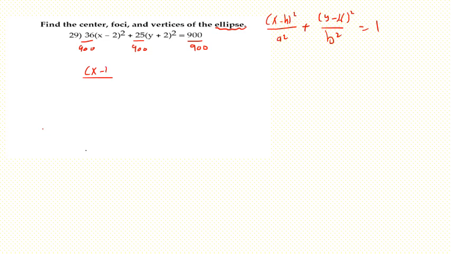Find the center, foci, and the vertices of an ellipse, and the given equation is the equation of an ellipse. Before I start solving this one, I need to rewrite this equation in the form of x minus h squared over a squared plus y minus k squared over b squared is equal to 1. So I will divide here by 900, there by 900, and here by 900. So x minus 2 squared over 25 plus y plus 2 squared over 36 is equal to 1.